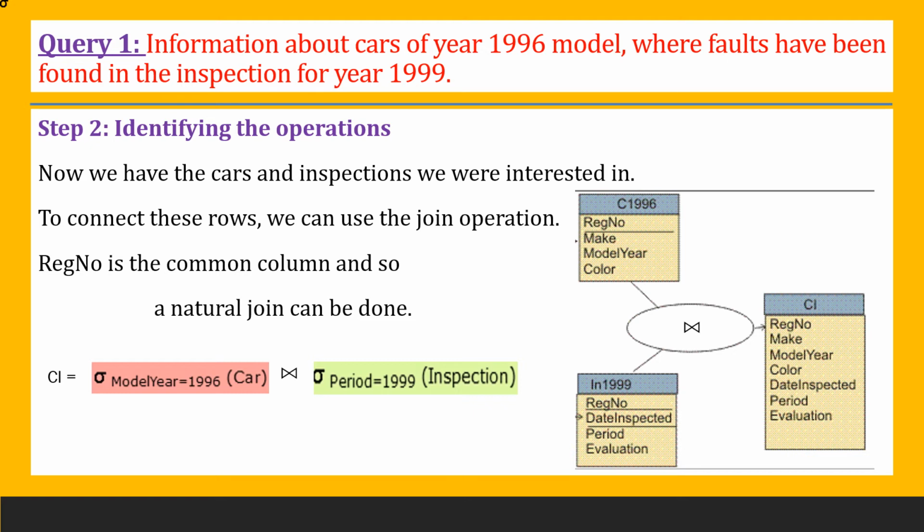So here the common attribute is register number, and based on that we are performing a natural join. The bow tie symbol is used for representing this natural join. So sigma model year 1996 car bow tie that represents the natural join. Then sigma period is equal to 1999 from the table inspection. So that two tables are joined, and that one is going to be stored in the intermediate table called CI.